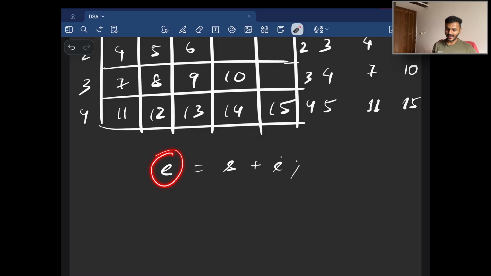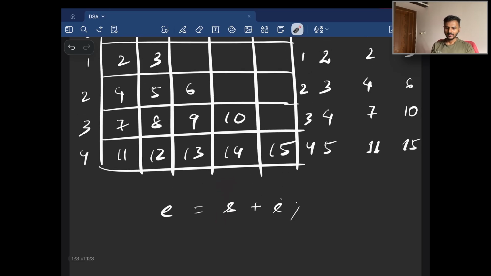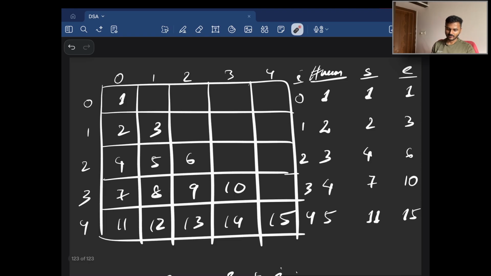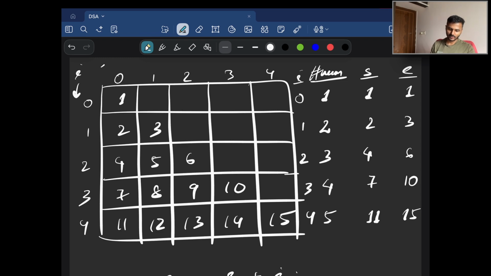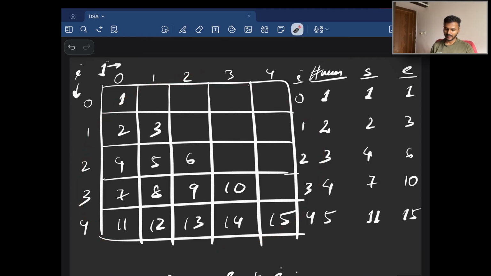That is, the end value will depend on the start value plus the value of i. Now in this, we know what i will be, because when we iterate, we will have access to the value of i. But what about the value of start? We won't have access to the value of start, right? And what happens in these cases is when we iterate in a nested loop to print some patterns, all we will have access to is the value of i, the value of j, and also the value of n, which is 5 in this case, right?